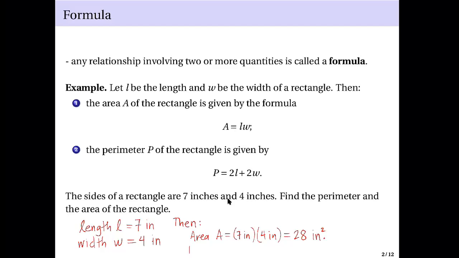Whereas for the perimeter P, this is simply 2 times 7 inches plus 2 times 4 inches. This is equal to what? This is 14 inches plus 8 inches, and this is equal to 22 inches.